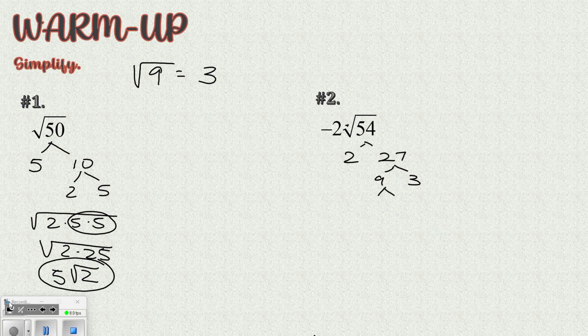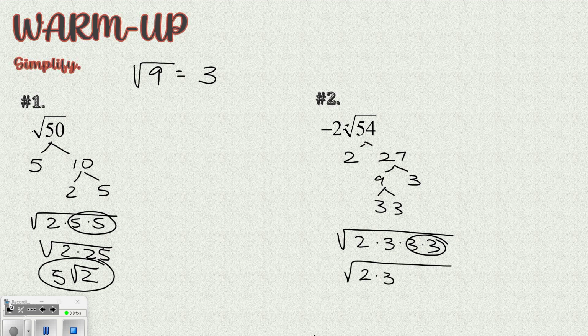And then 9 can be 3 times 3. So what does this tell me? It tells me that the square root of 54 is really the square root of 2 times 3 times 3 times 3. And again, remember, I'm looking for that perfect square. So this is really 2 times 3 times 9. And then I can take the square root of 9, but I can't take the square root of 2 or the square root of 3. The square root of 9 is 3. And the 2 and the 3, I can't take the square root of them. Like I said, they stay under the square root.